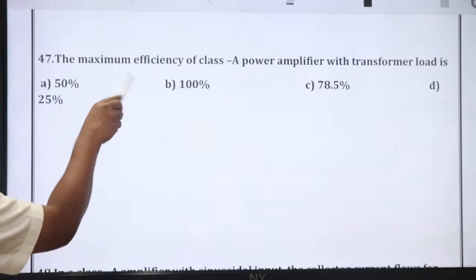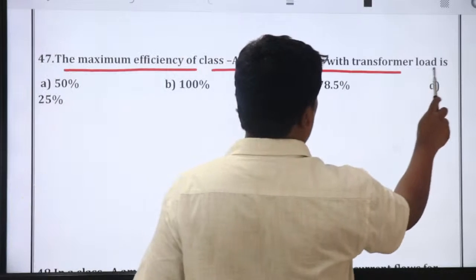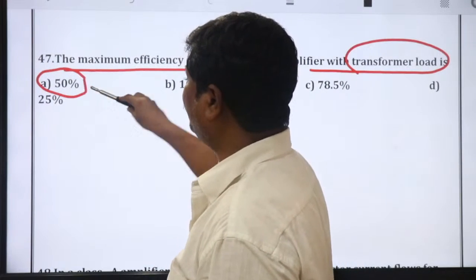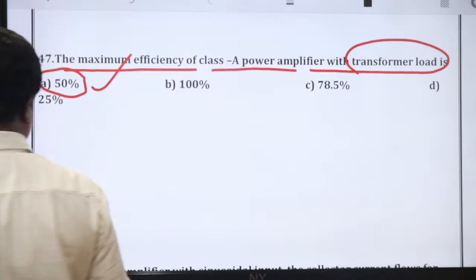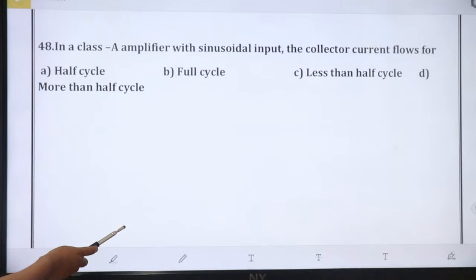Yeah, the same question is repeated here. The maximum efficiency of class A power amplifier with a transformer load, that only I discussed now, that is 50%. The same question is repeated; without this question also I explained for you.